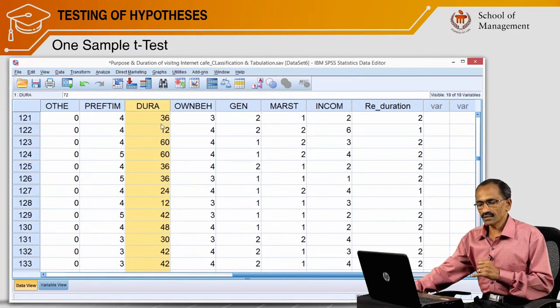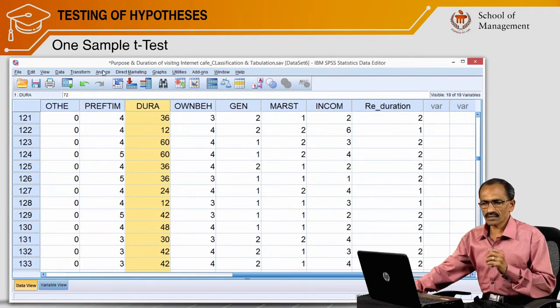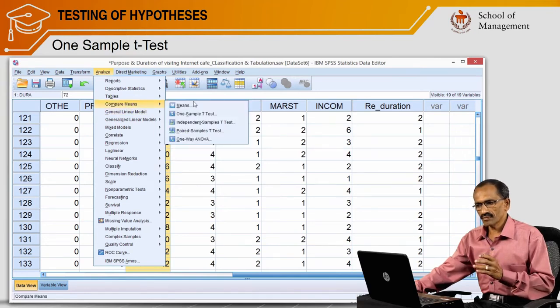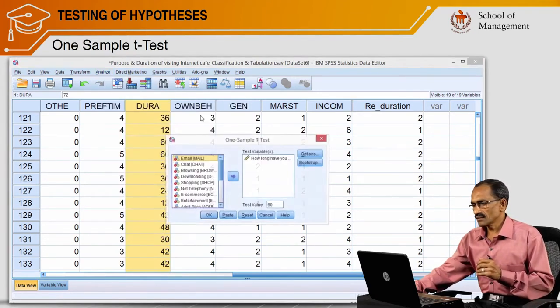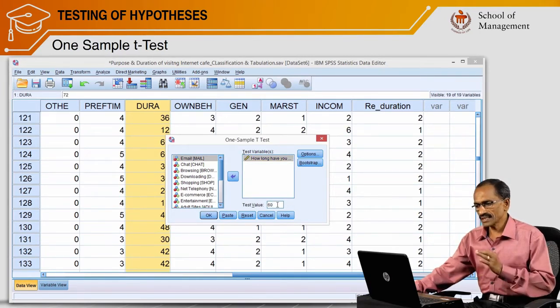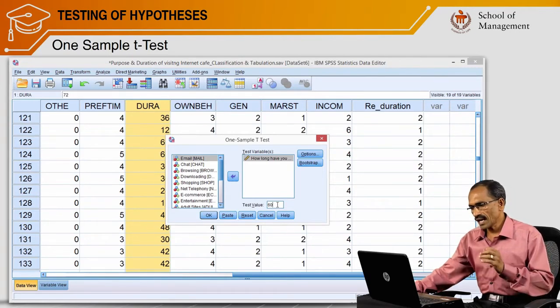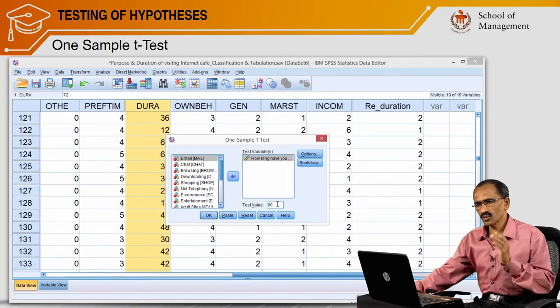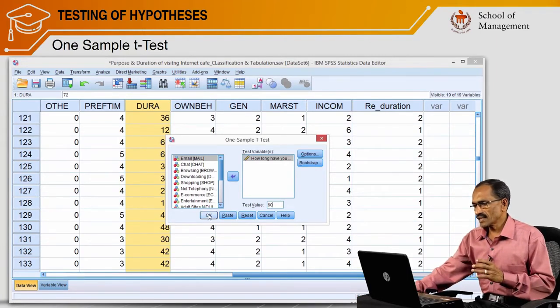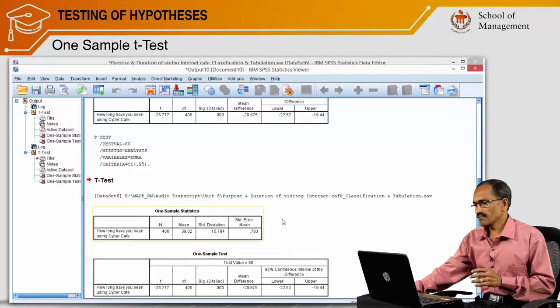So how will you run the t-test? Locate Analyze from the menu, then Compare Means, One Sample t-test. The variable is already loaded there: how long have we been using this. And the test value we assume is 60. What does it mean? The test value 60 means that the average duration of internet usage by the respondents is assumed to be 60. So let's see whether the actual mean is equal to or not equal to 60.